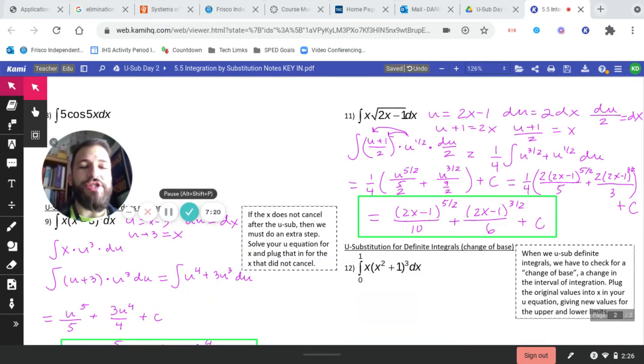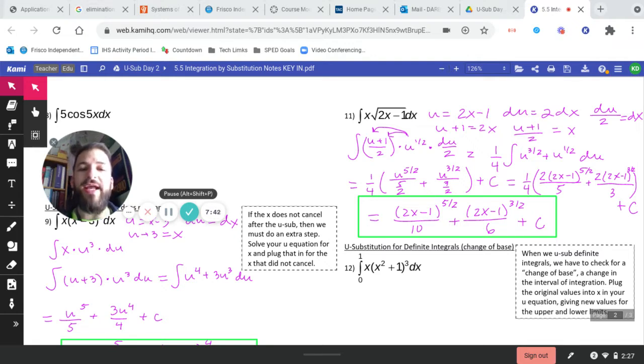All right. So just to check, you should have gotten u equals 2x minus 1 as your u. Our x would be u plus 1 over 2. Our dx would be du over 2. So when we plug in, we get u plus 1 over 2, u to the 1/2, and du over 2. We can pull that 1/4 out and distribute the u to the 1/2. So we get 1/4 u to the 3/2 plus u to the 1/2.